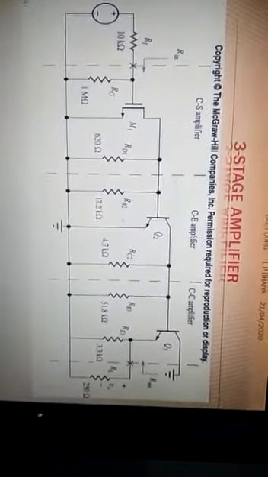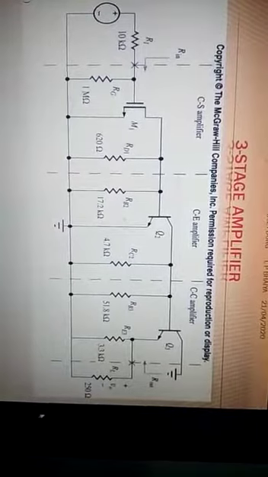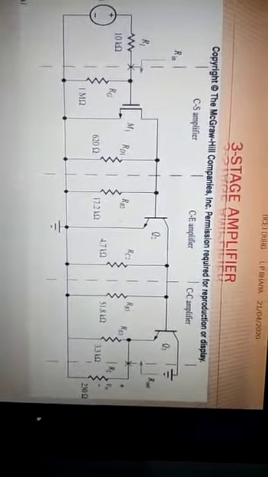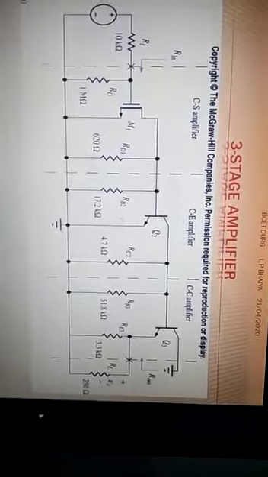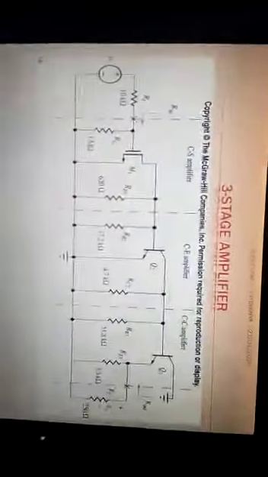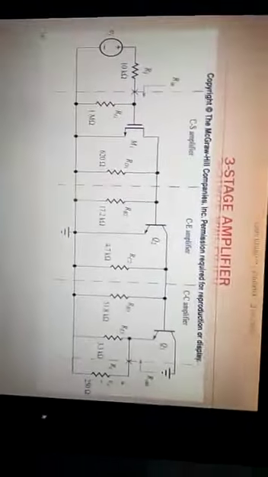So in your syllabus, no need to go for the 3-stage amplifier, only up to 2-stage amplifier and their calculation of current gain, voltage gain with source, current gain with source, and the input impedance and output impedance. These parameters are important for the 2-stage transistor. And lastly, I have to show one more thing here.